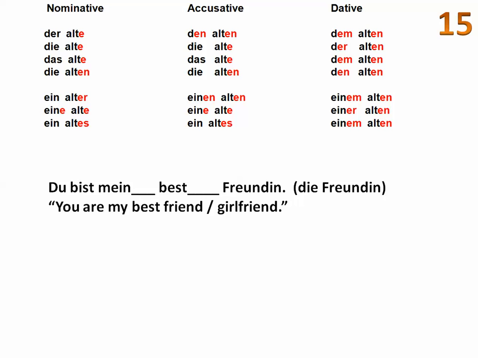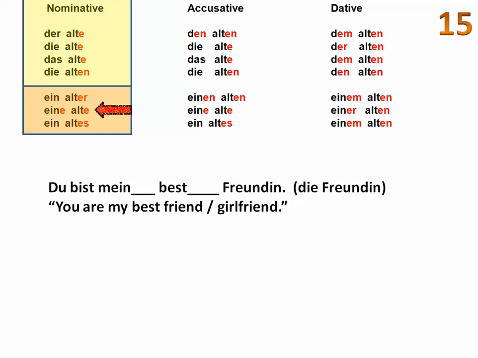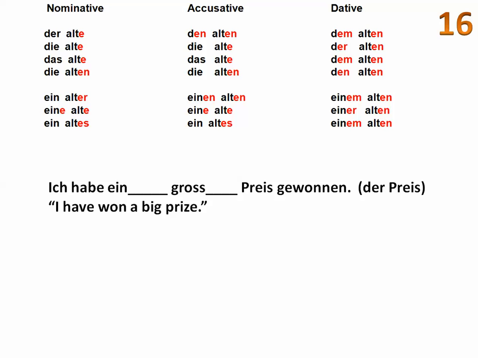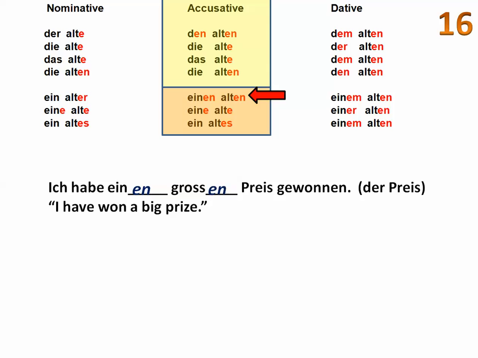15. You are my best friend. Okay, so you are my best girlfriend, basically. Here it comes after a conjugation of the verb sein, bist, making it nominative. We're going to use mein, which is just like an indefinite article, ein. And Freundin is originally a feminine noun, so du bist meine beste Freundin. Okay, Nummer 16. I have won a big prize. What have I won? Prize, direct object, accusative. Ein, indefinite article. Prize is masculine, so ich habe einen großen Preis gewonnen.